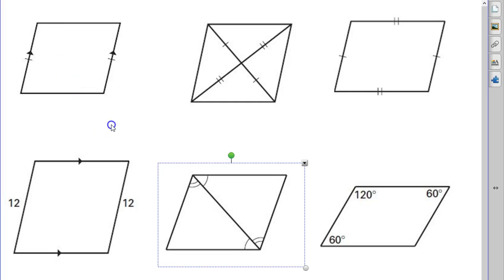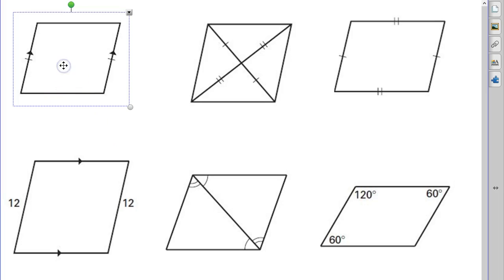Okay. So here's what I've got here. I've got 6 examples real quick. We're gonna kind of go through them. They'll pop up on the video, and then you'll tell me what you think, if it's a parallelogram or not. So here we go. First one.